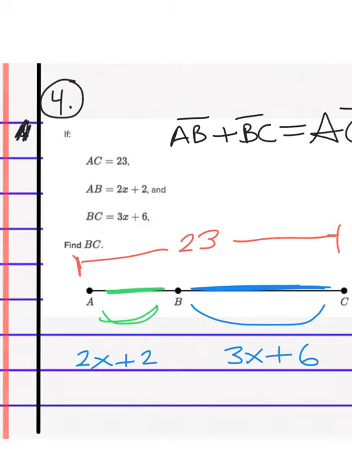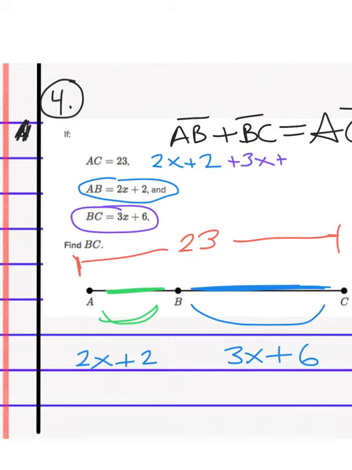And then I'm just going to fill in what we know. So I know that AB is 2x plus 2. I know that BC is 3x plus 6. I know that that should equal 23. Then you're going to have to think back to algebra with Miss Lemons. Let's combine our like terms. So combine your like terms, find your x's. 2x and 3x, 2 plus 3. Let's go ahead and make that 5x.